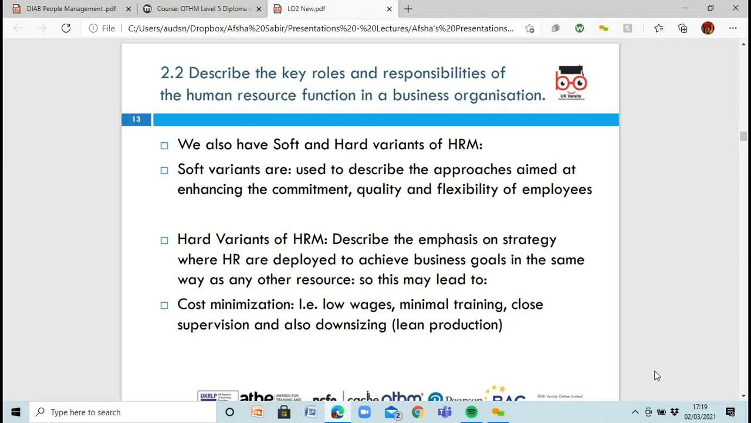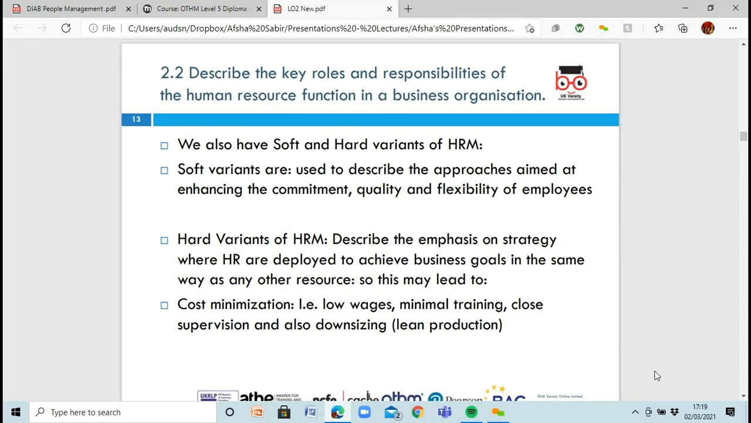When we look at human resources, we also have something called soft and hard variants. Now, soft variants are just things that are used to describe the type of approaches that aim at enhancing the commitment, the quality, and the flexibility of your employees. So that's the soft touches that they do.